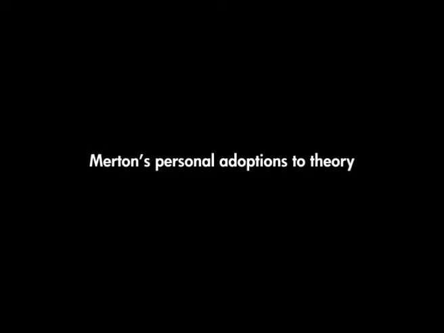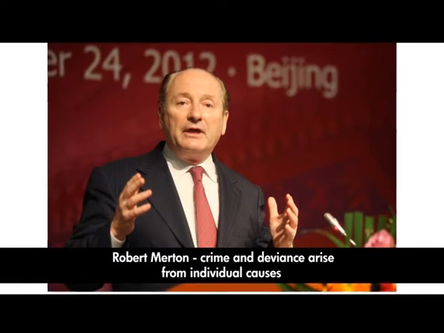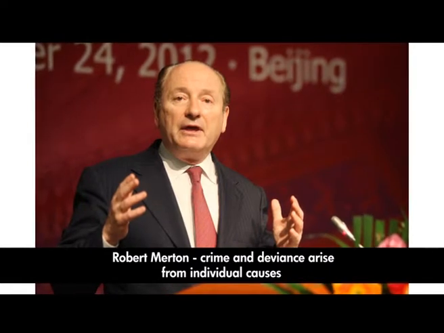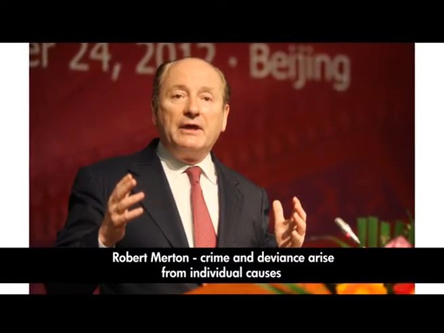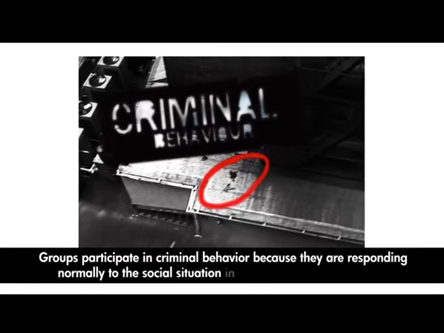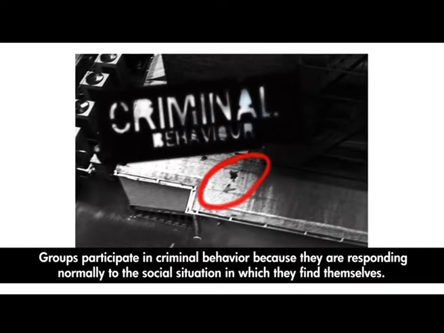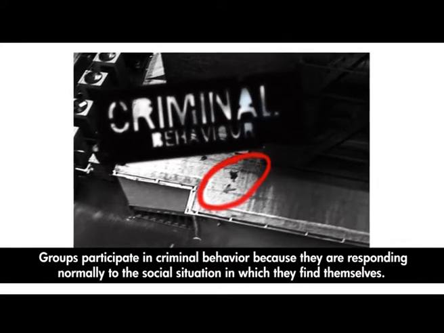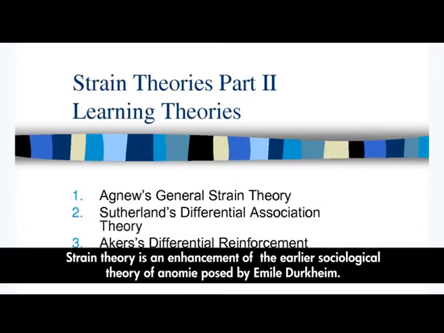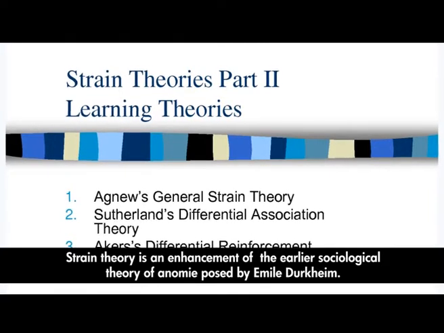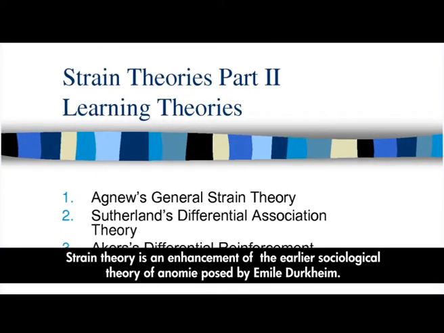Merton's personal adaptations to the theory. All sociologists and criminologists tend to explain the root cause of an issue or topic. Merton was interested in explaining the same, however, he differs in that crime and deviance do not arise from individual causes, such as a biological defect. He argued that certain groups participate in criminal behavior because from their perspective, they are responding normally to the social situation in which they find themselves. His strain theory, which talks about the 5 personal adaptations to anomie, is an enhancement of the earlier sociological theory of anomie posed by Emile Durkheim.